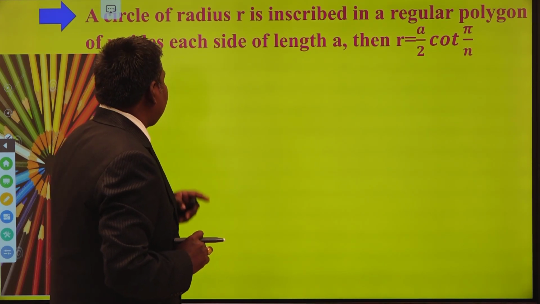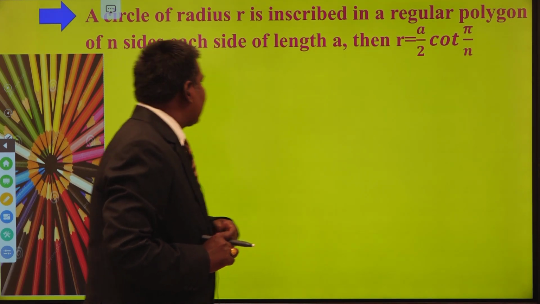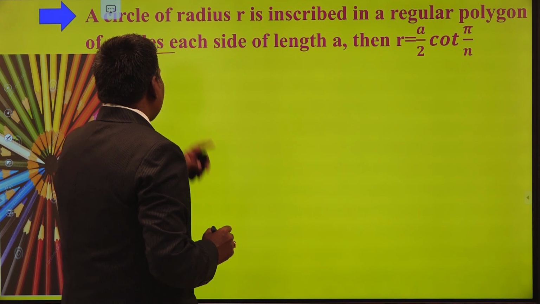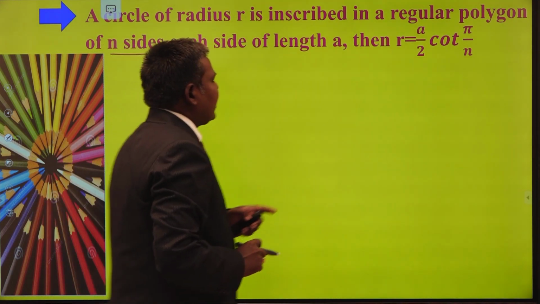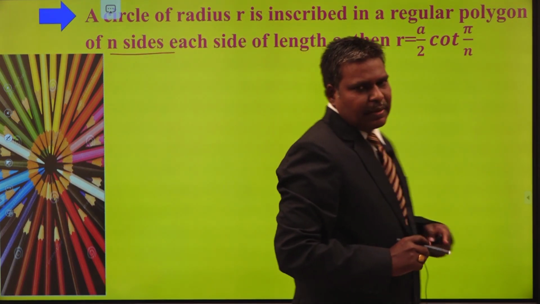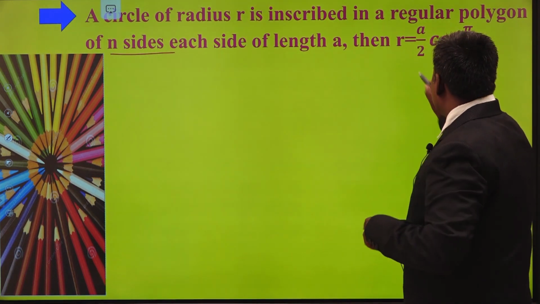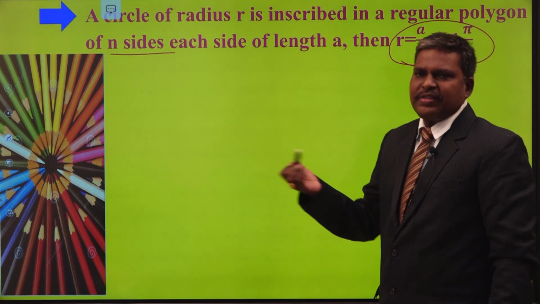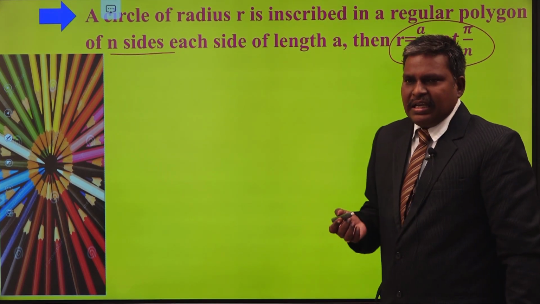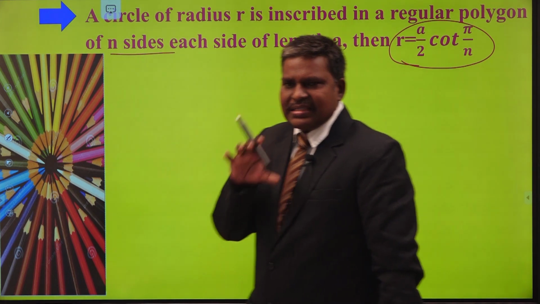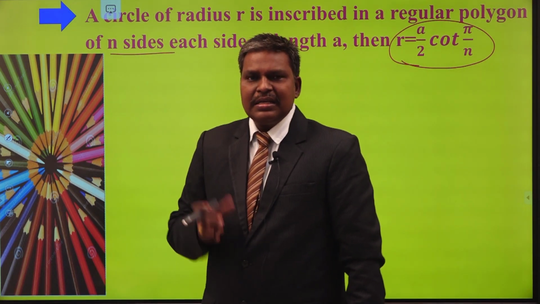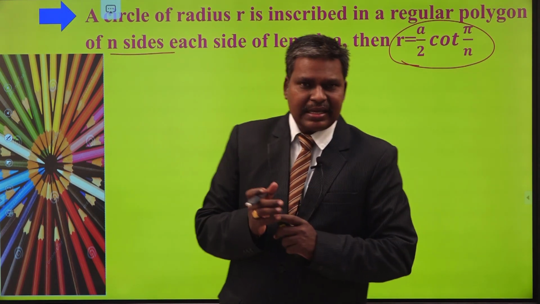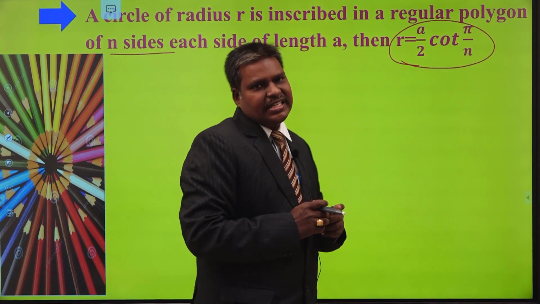A circle of radius r units is inscribed in a regular polygon of n sides. Each side of length a units, then r is equals to a by 2 cot pi by n. You are going to prove that. What is the difference between the previous statement and this statement? Previously, the regular polygon is inscribed in your circle. Here, the circle is inscribed in the regular polygon. So, the roles of the circle and regular polygon are changed here.